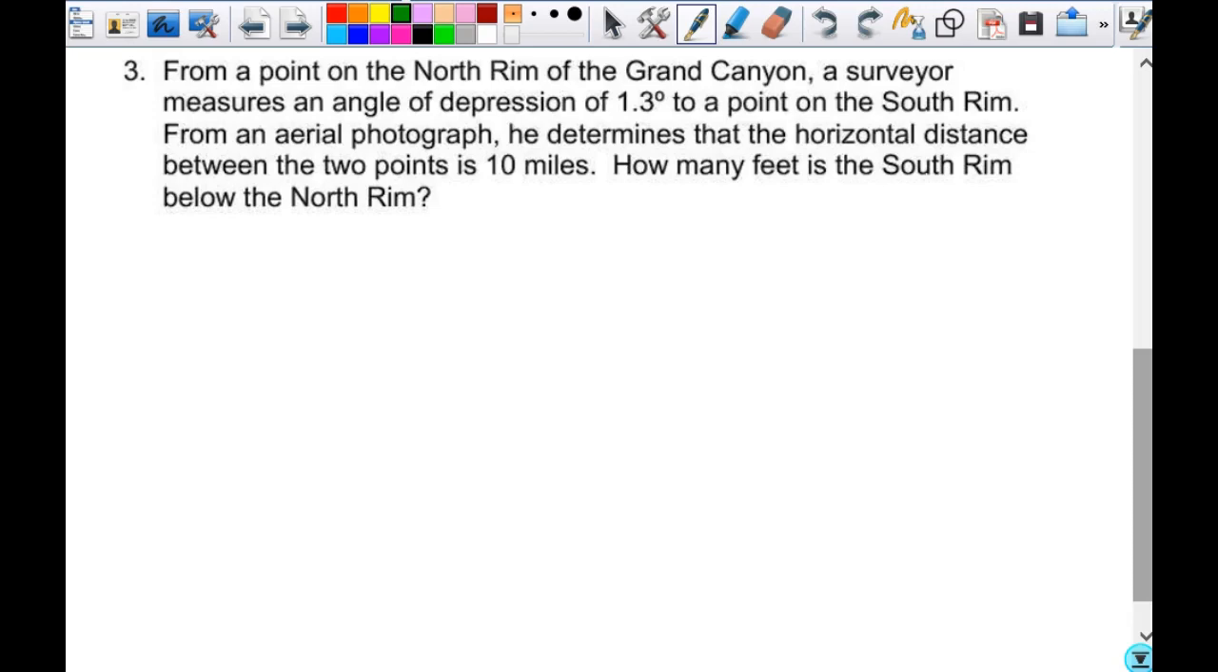All right. So from a point on the north rim of the Grand Canyon, a surveyor measures an angle of depression of 1.3 degrees to a point on the south rim. From an aerial photograph, he determines that the horizontal distance between the 2 points is 10 miles. How many feet is the south rim below the north rim?